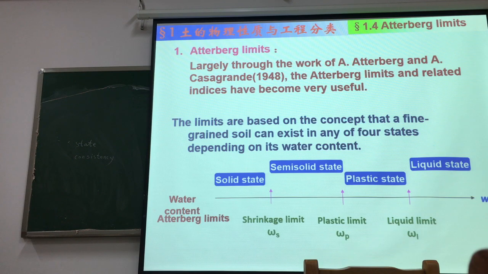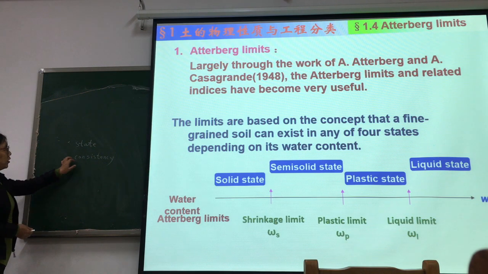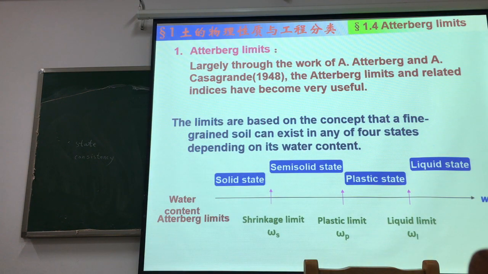Resistance to flow. We can take the cohesive soil, hard or soft or stiff. Maybe this is the consistency. Okay. So these lessons will discuss the consistency of cohesive soil.